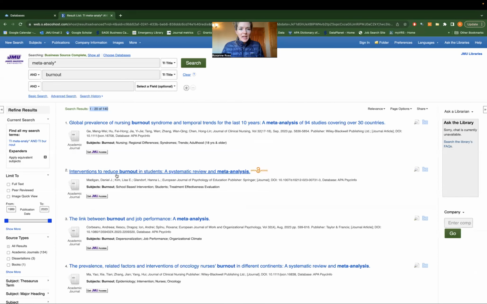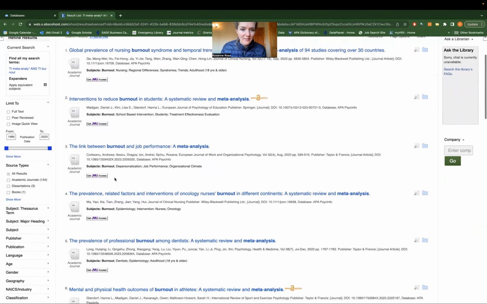Here we see we're looking at interventions to reduce burnout in students. We're not interested in students in our research question. We're interested in employees. We have nursing. Maybe that's too specific. We're not interested in nurses necessarily. We want to know about just generally employees. And so you can see how this kind of population dimension of the PICO terms has not been accounted for in our search. And therefore, we're getting things that are not related to what we want.